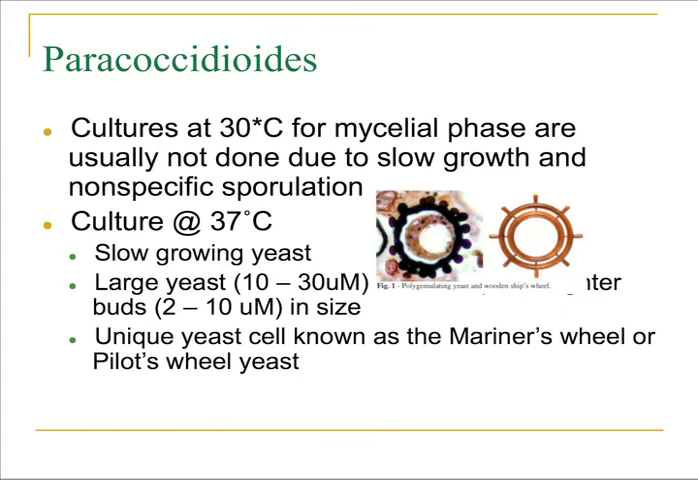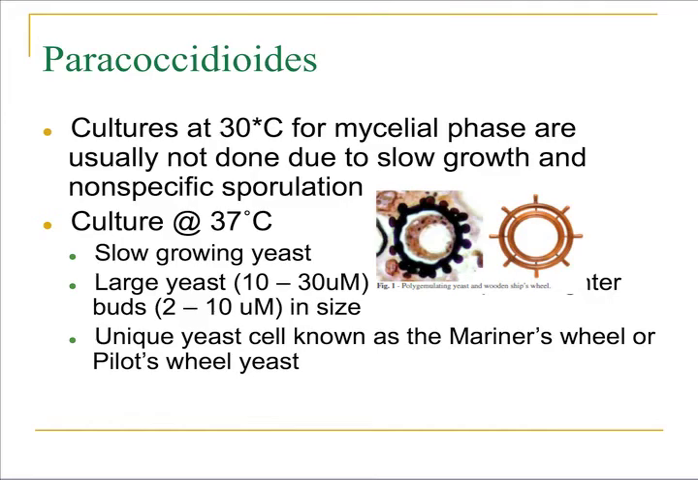produced. It's a large budding yeast, about 10 to 30 microns in size, and has multiple daughter buds, 2 to 10 microns in size. It is the only yeast that's going to produce more than 2 daughter buds, and it is so unique it has a specific name. It's known as the mariner's wheel yeast or the pilot's wheel yeast.